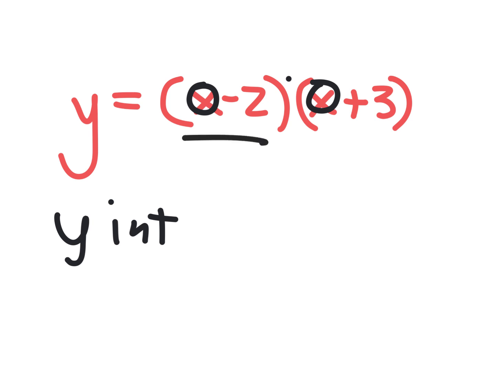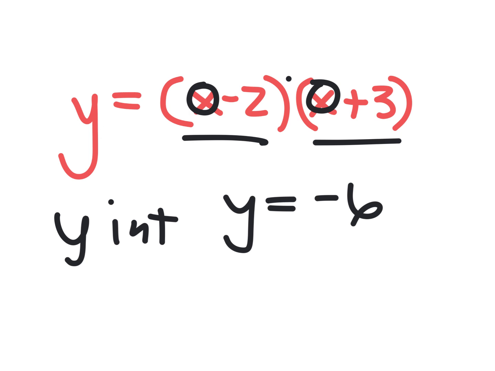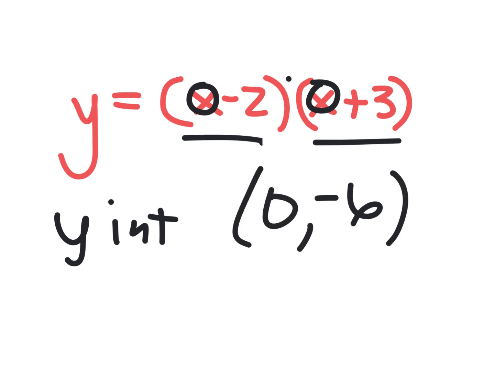-2 times 3, I hope you can do that. Y equals -6. Now, one flaw. When you list this on the test, it has to be a point. Y equals -6 is not a point. The y-intercept is where x is 0, so it would have to be (0, -6).